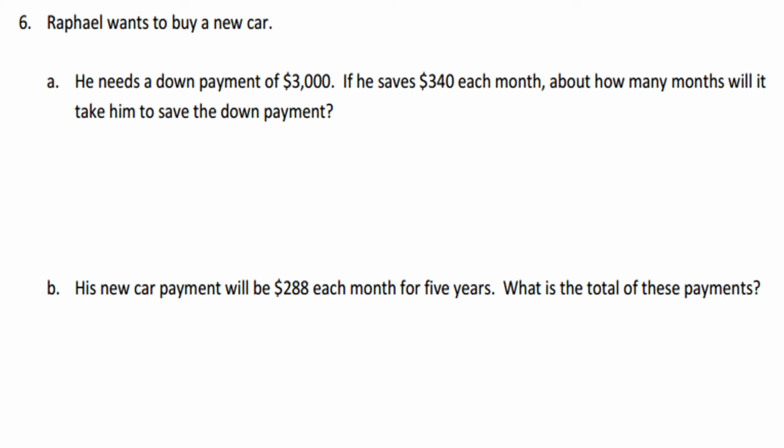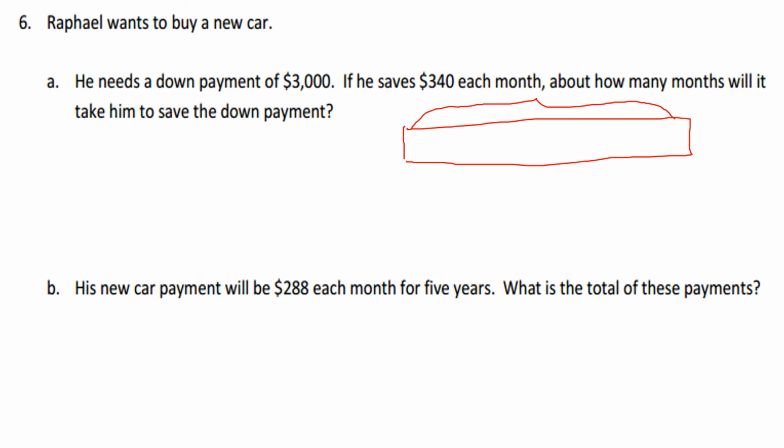Question 6. Raphael wants to buy a new car. He needs a down payment of $3,000. If he saves $340 each month, about how many months will it take him to save the down payment? Okay, so let's go ahead and do a tape diagram first. According to this, he needs $3,000, so that's our total. I'll write it up here, $3,000. Now, he wants to save $340 a month. And they want to know how many months.